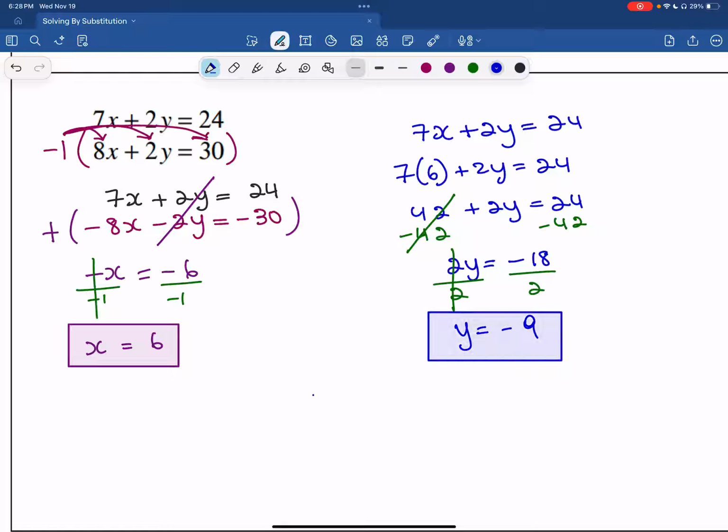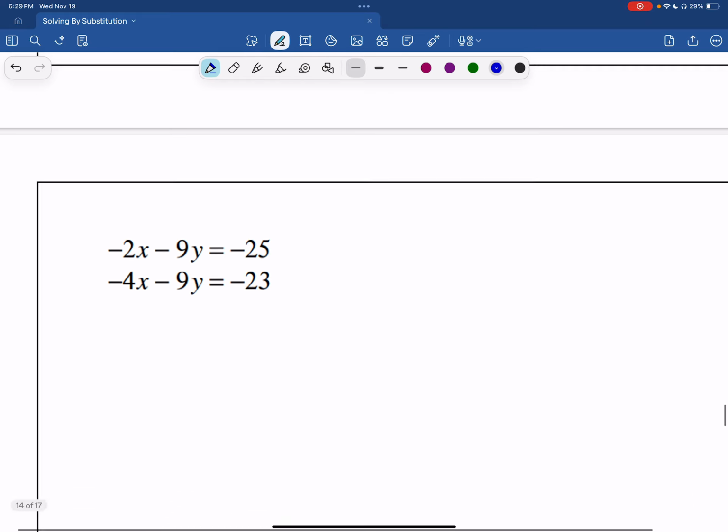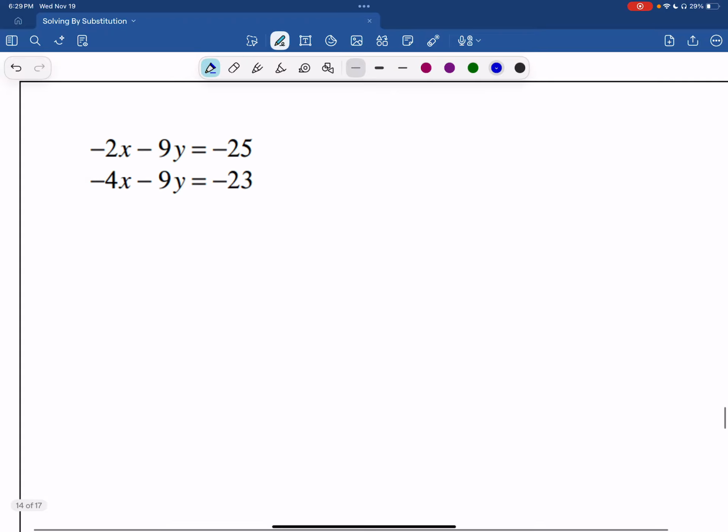So our solution here is 6, -9. All right, let's look at another example. So we've got -2x minus 9y equals -25, -4x minus 9y equals -23.